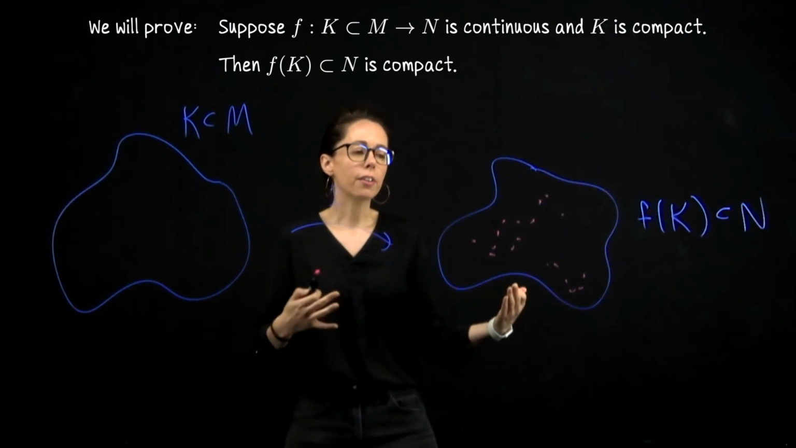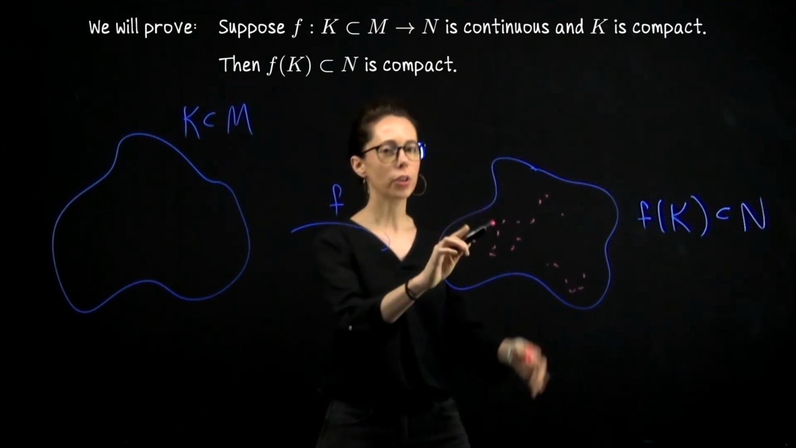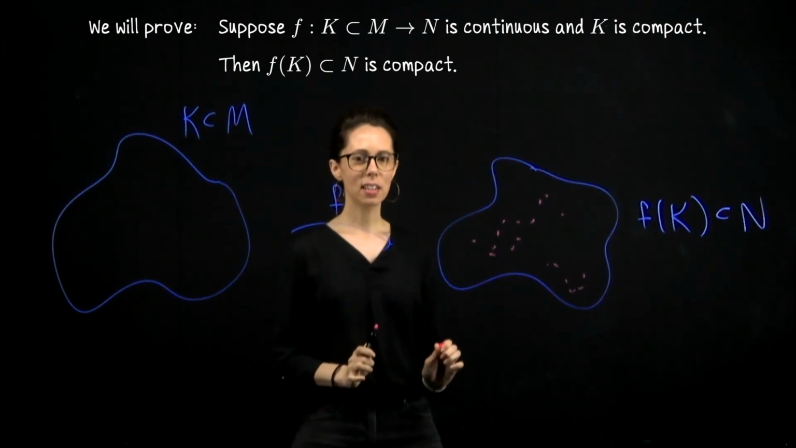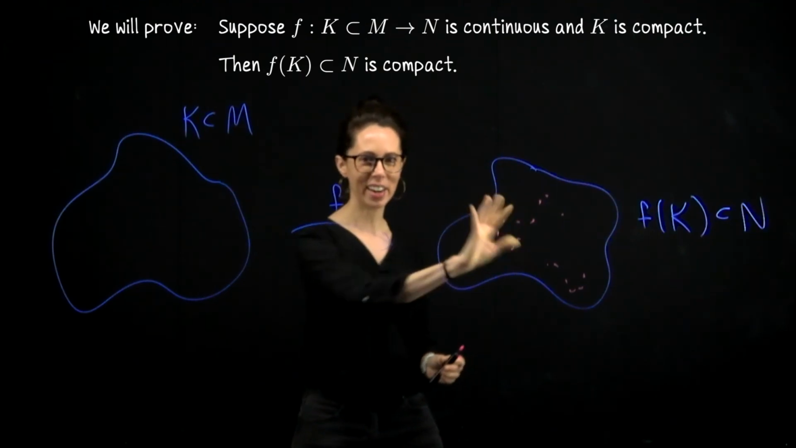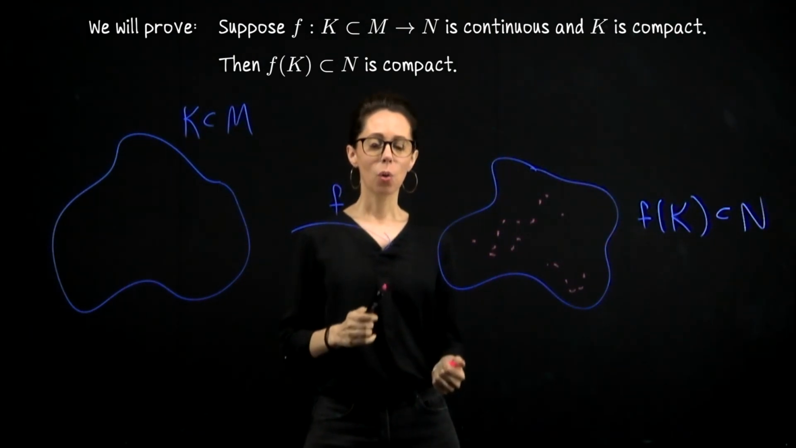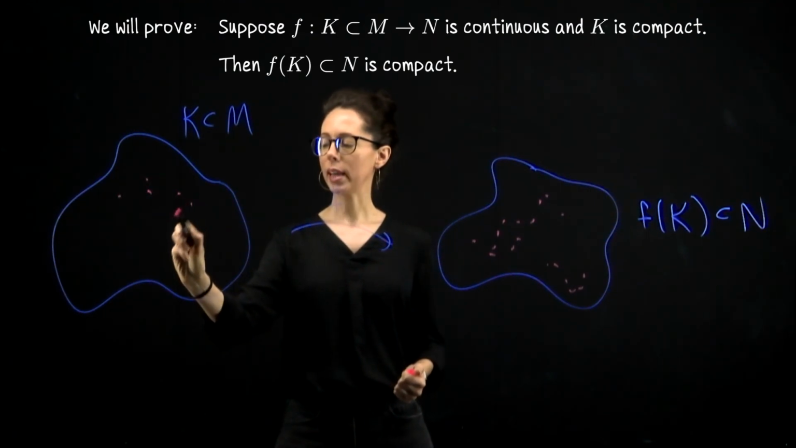So you really want your first sentence in your proof to be: let x sub n be an arbitrary sequence in f of K. You don't want it to feel designed, which is how it might feel if it's being inherited from K. So start with a random sequence here. Okay, there, I've said it. All right, so imagine we have a random sequence in f of K. What we're going to do is pull back to K through the idea of preimage.